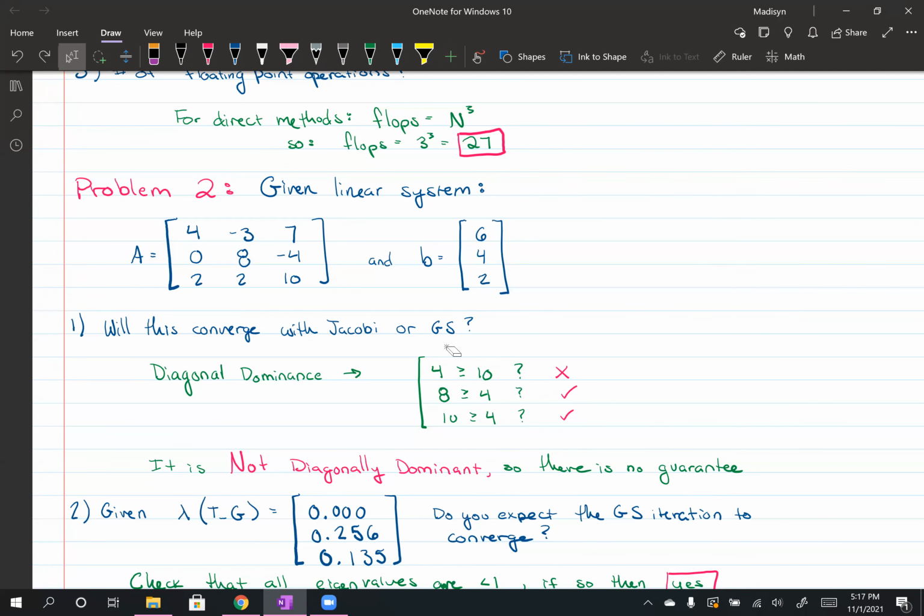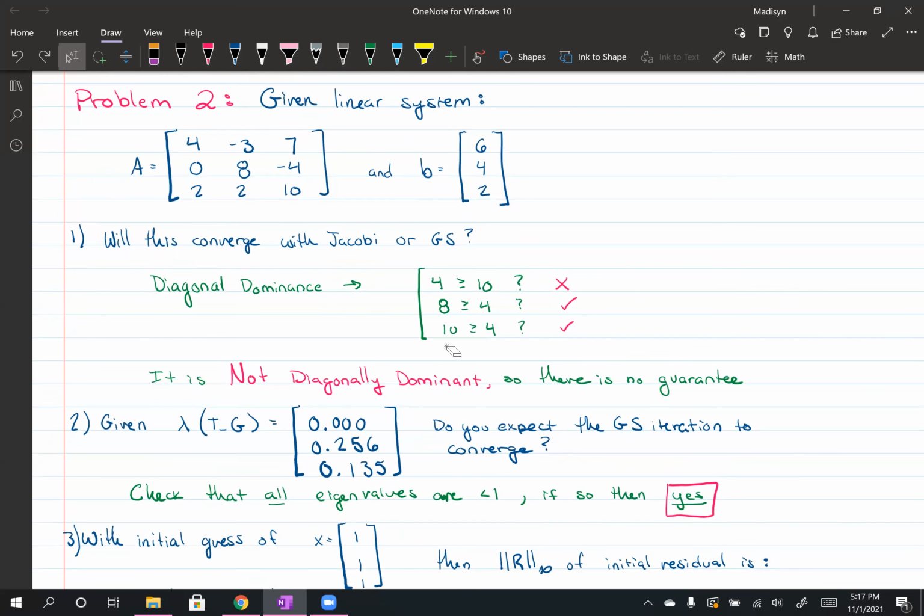Problem 2, this is now the iterative methods. This one takes a good bit longer, unfortunately. So let's get into it. Question 1, do you have guarantee of convergence with Jacobi or Gauss-Seidel, given your A and your B?